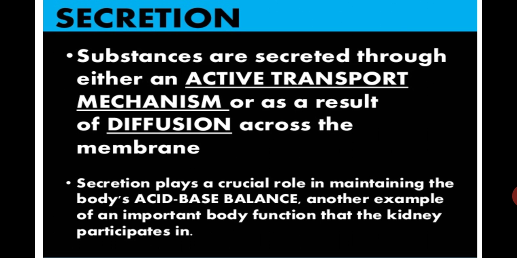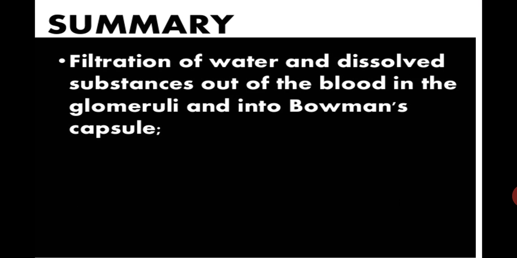The substances are secreted through either an active transport mechanism or as a result of diffusion across the membrane. So the transport could be active or passive according to the concentration of the substances on both sides. Secretion plays a crucial role in maintaining the body's acid-base balance. Another example of an important body function is the kidney's participation in it.